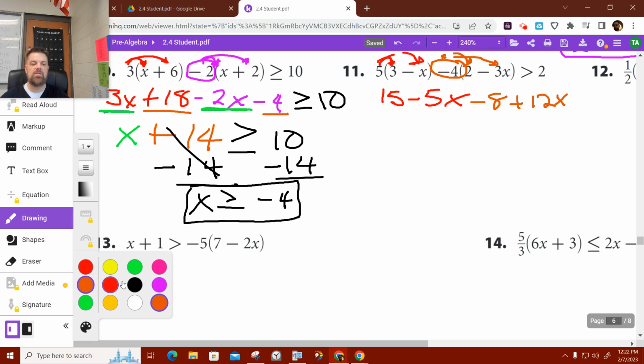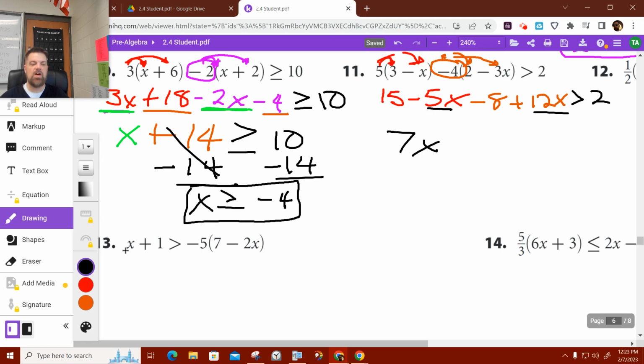And then, what about this other stuff? What do we do? Combine like terms. Well, not yet. We're not done. We bring this down, but you said the next step. Next step is combine like terms. These are like terms. What's 12 minus 5? 7x.